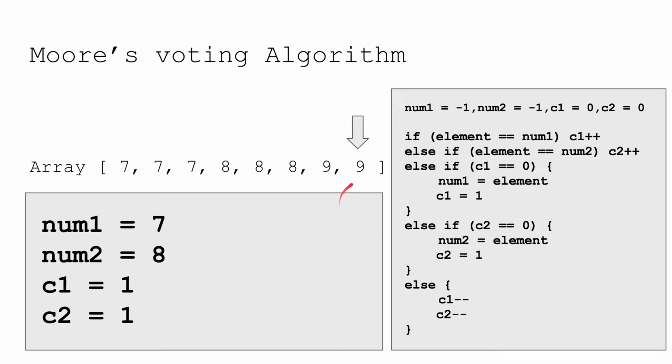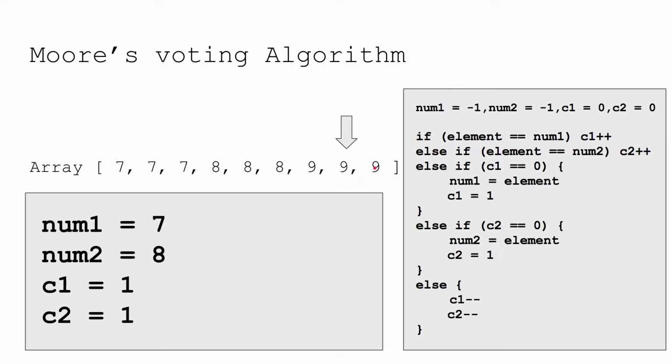So let's say I add one more value over here, one extra element, 9. Then at this point we will simply move to the next element and compare it with num1 and num2. So here we compare it with num1, and we see it is not a match. We move to num2, and it is also not a match.